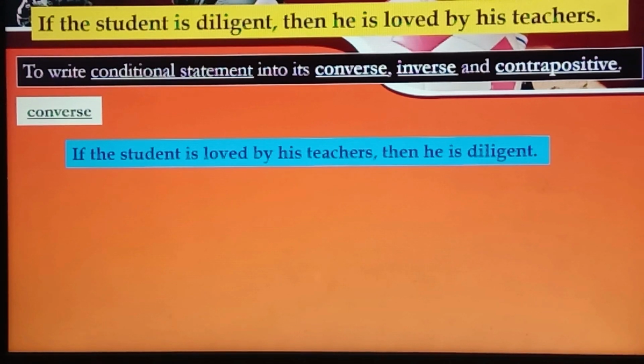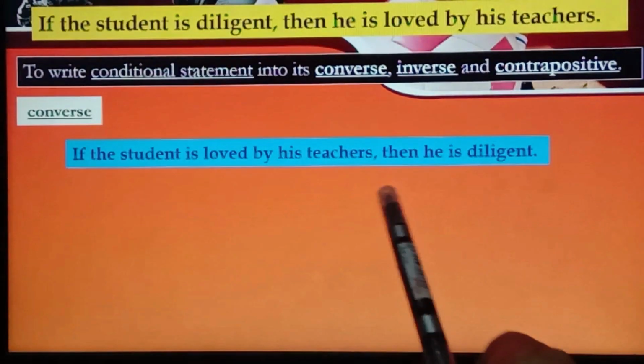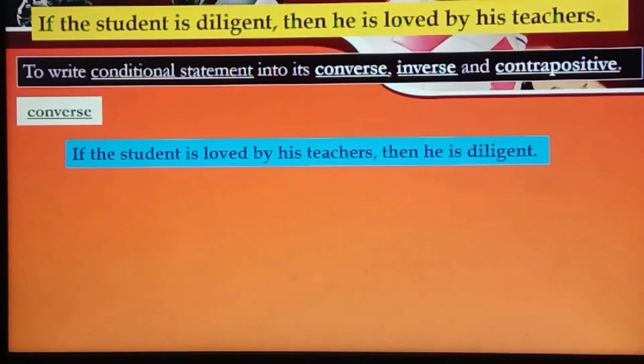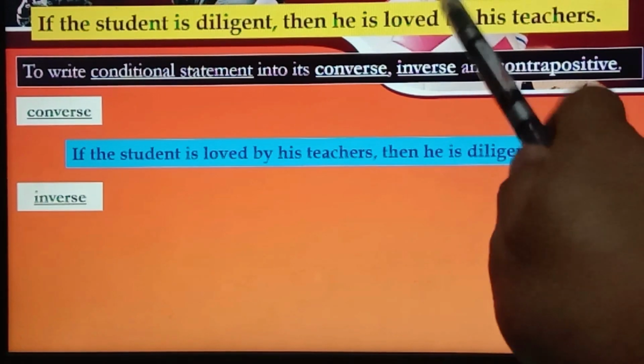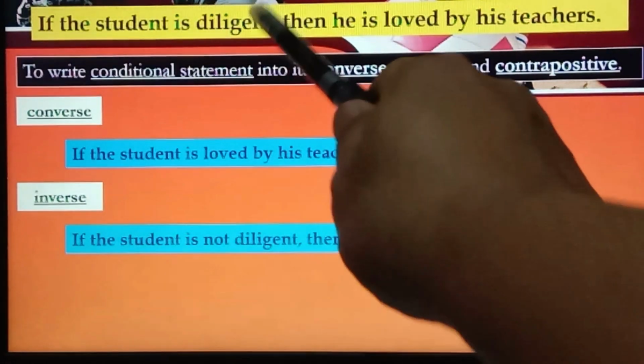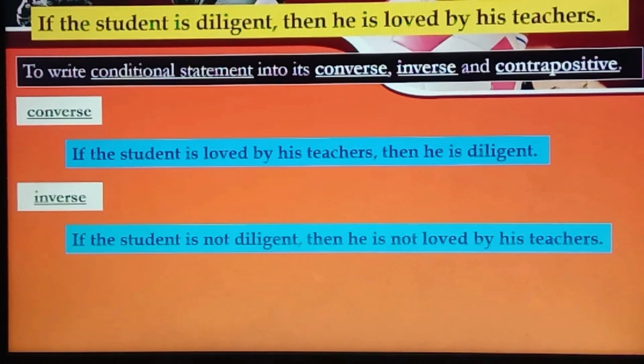Okay, so the P here will be the Q in the converse, and the Q here will be the P in your converse. Now the next would be the inverse. Just like what I told you a while back, the inverse is actually the negation of your conditional statement. So let us now try to negate this: if the student is not diligent, then he is not loved by his teacher. So obviously, this one is negated. This one is also negated.